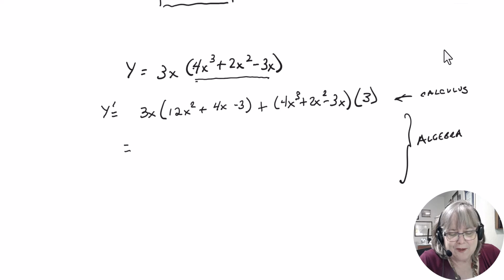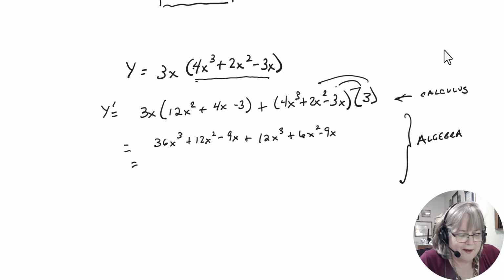So 3x times 12x squared is 36x cubed. 3x times 4x is 12x squared. 3x times minus 3 is minus 9x. Plus, then we're going to distribute this direction. So 3 times 4x cubed is 12x cubed plus 6x squared minus 9x. So when you combine all this, you get 48x cubed plus 18x squared minus 18x.